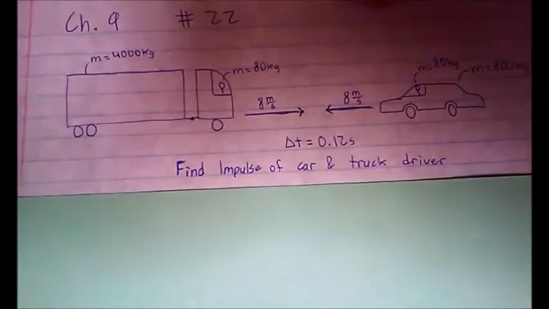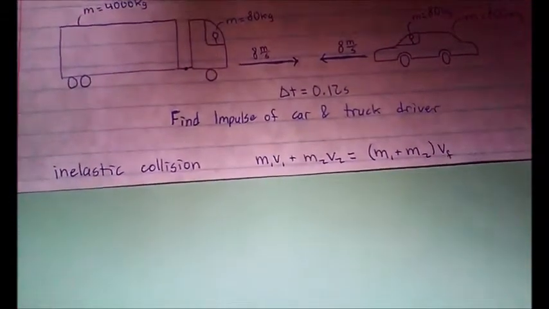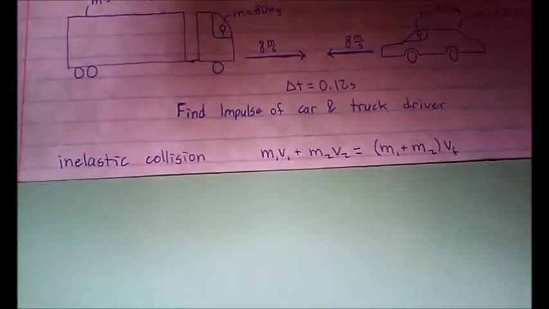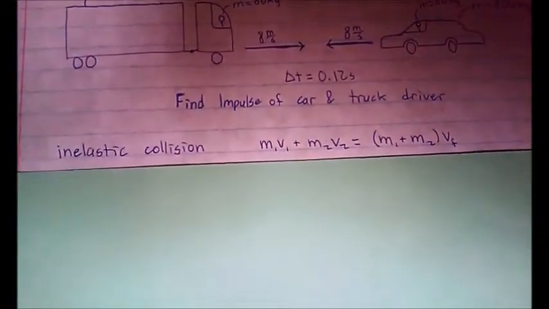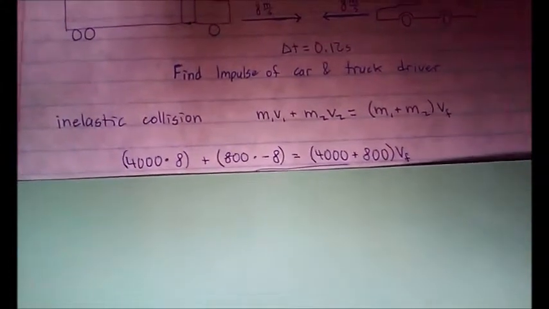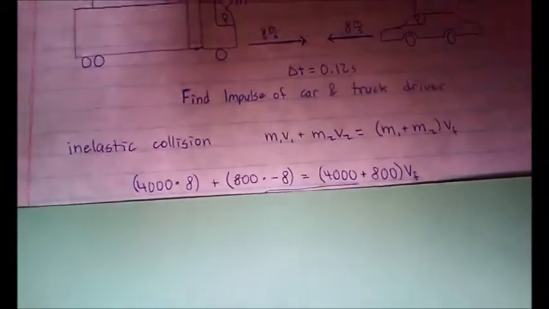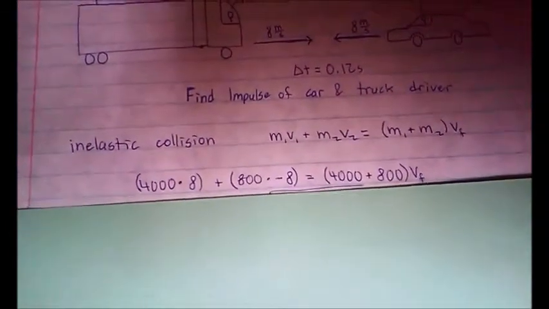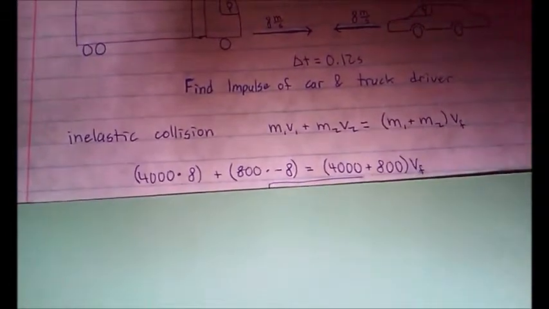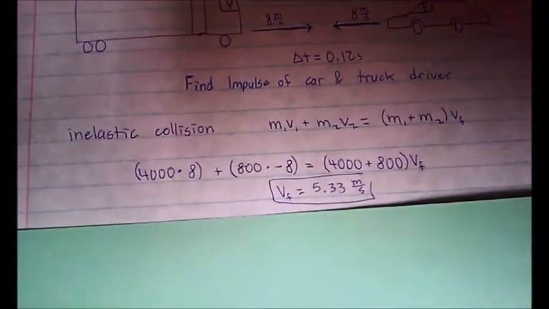truck drivers. We know it's an inelastic collision, so we're going to use the formula m1v1 plus m2v2 is equal to m1 plus m2 times v final. We substitute in some numbers using the mass of the truck as m1 and the mass of the car as m2. And since the car is moving in the opposite direction, we give the car the negative velocity. We solve for v final, and we get 5.33 meters per second.